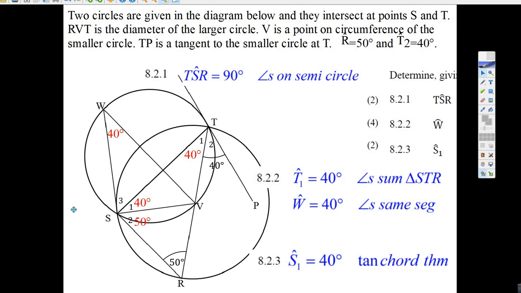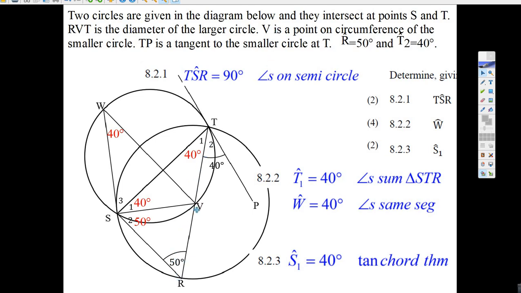Okay, here's a circle geometry problem, and it's always good to read this thing really carefully. We've got two circles given in the diagram below. They intersect at points S and T. That's where they cross each other. And here's an important one: RVT is the diameter. This is the diameter of the larger circle.